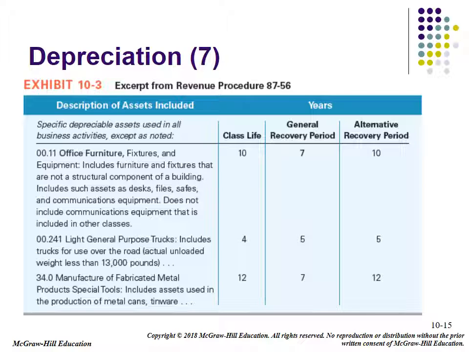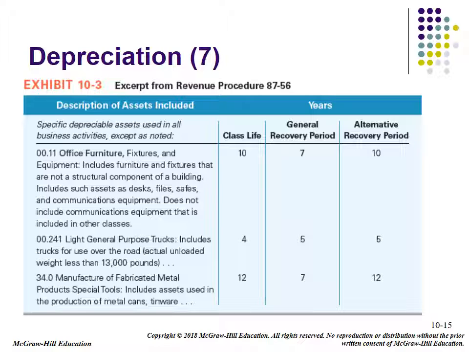Office furniture, fixtures, and equipment gets very specific. This includes items that are not a structural component of a building: desks, files, safes, communication equipment. It does not include communication equipment included in other classes. So some communication equipment could be 5-year, but this is 7-year, a 7-year life, and that's one of the common categories we'll be dealing with. The other is the 5-year category.